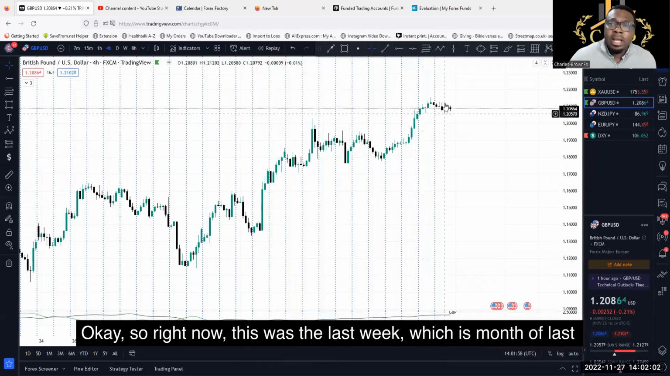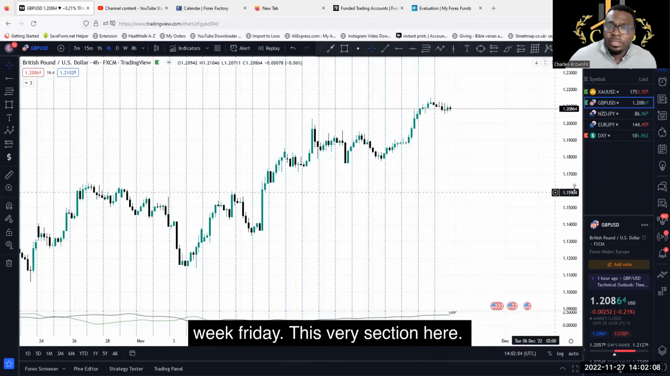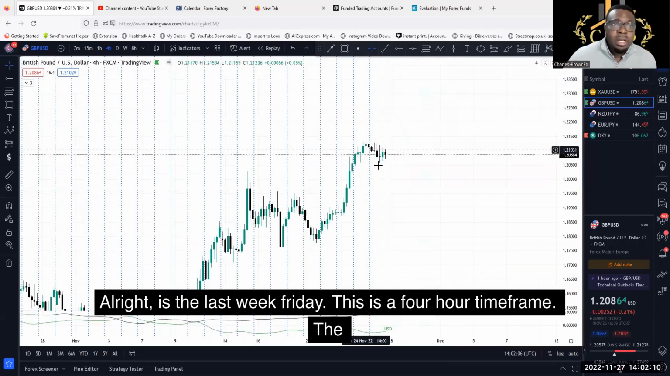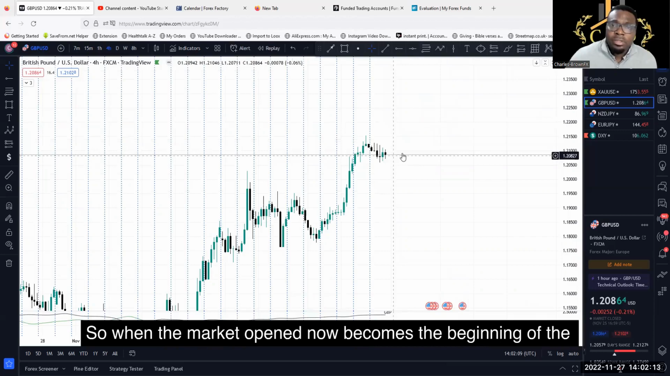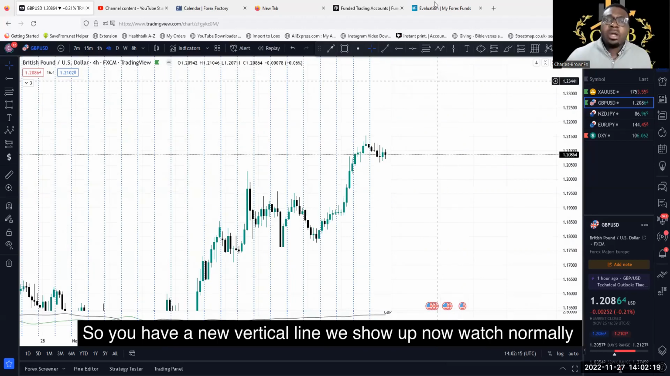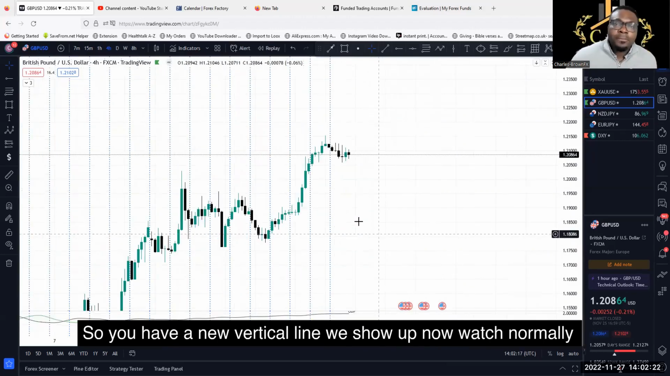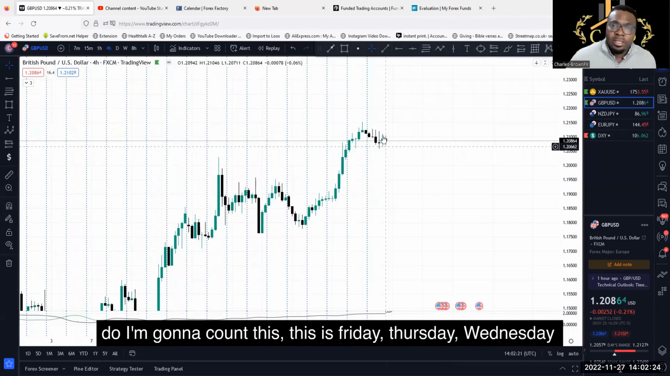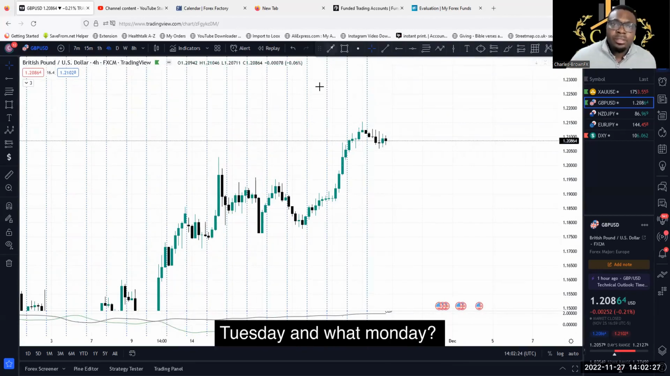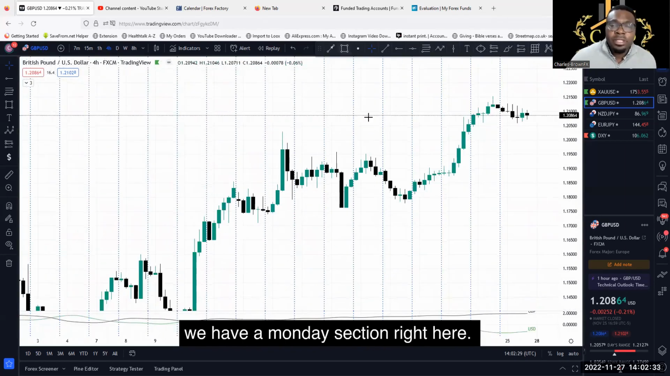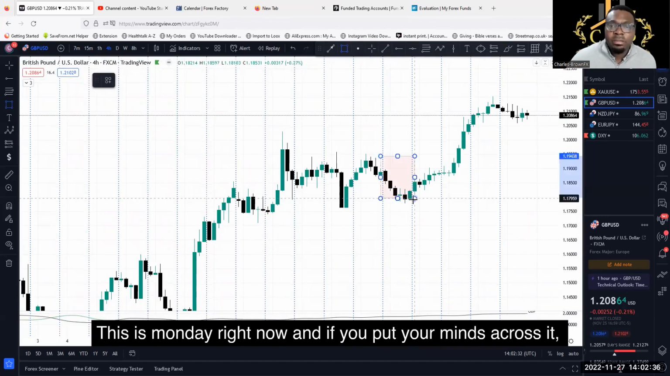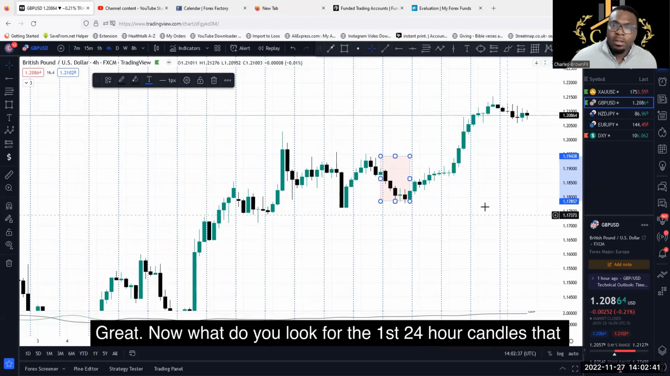Right now, this very section here is last week Friday. This is a 4-hour time frame, the last week Friday. So when the market opens at the beginning of the new week on Monday, a new vertical line will show up. Now, what you normally do, I'm going to count this. This is Friday, Thursday, Wednesday, Tuesday, and what? Monday. So I'm using the first one here. We have a Monday section right here. This is Monday right now. And if you put your mouse across it, you see Monday 21st of November. Great.